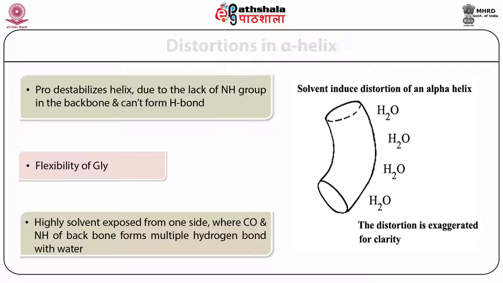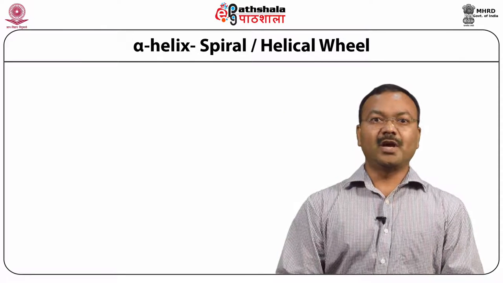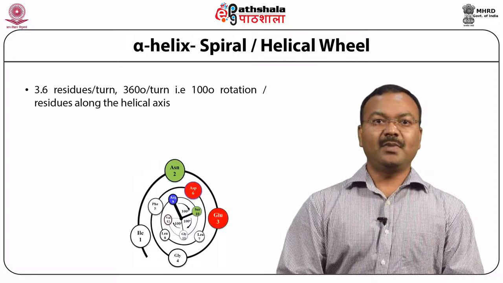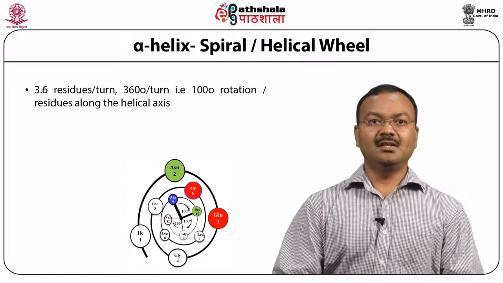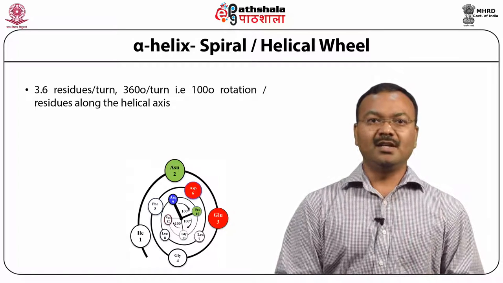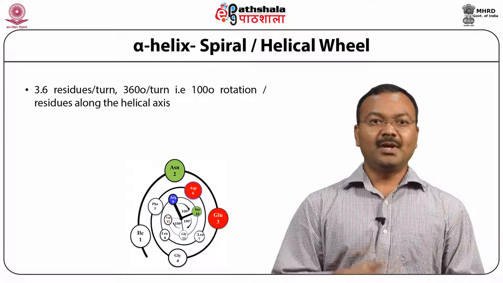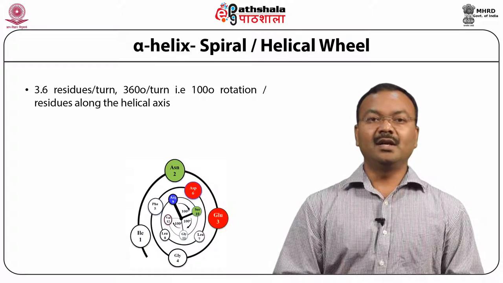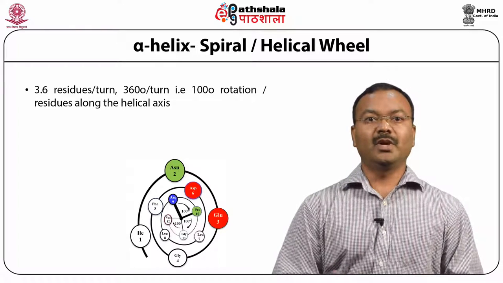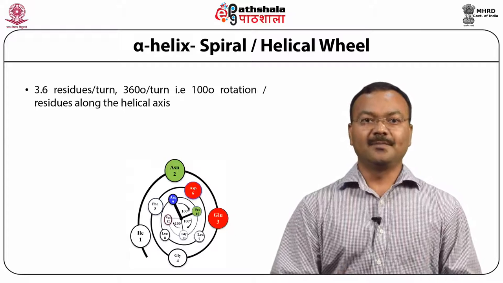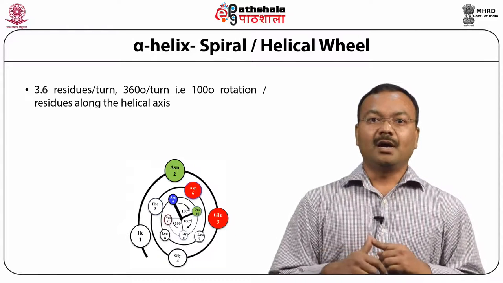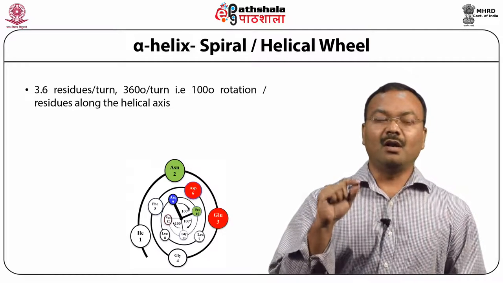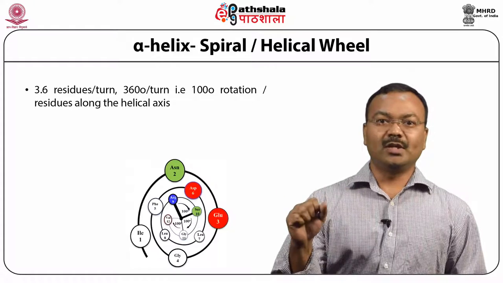Alpha helix can be represented as a spiral wheel model, where we all know that in an alpha helix there are 3.6 residues per turn. That means for each turn there are 360 degrees. So 3.6 residues and 360 degrees per turn, that is about 100 degrees rotation per each residue along the helical axis. If you look at the spiral wheel, each amino acid you can draw along the spiral wheel as shown in the slide.